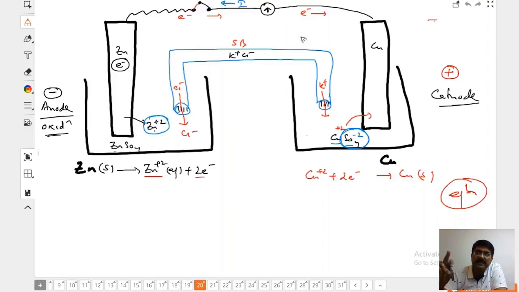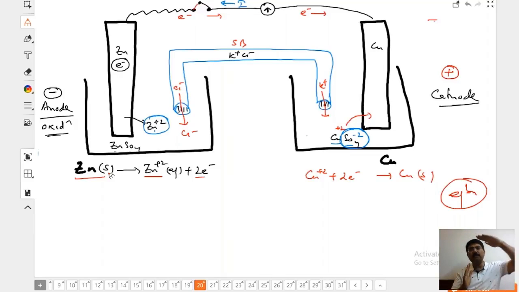Just postpone it for a few seconds. This cell will not work to infinity. This cell will continue to work till equilibrium is attained. Listen carefully. See, in nature, every process happens on both sides. No reaction goes to 100% completion. Every reaction goes to equilibrium.